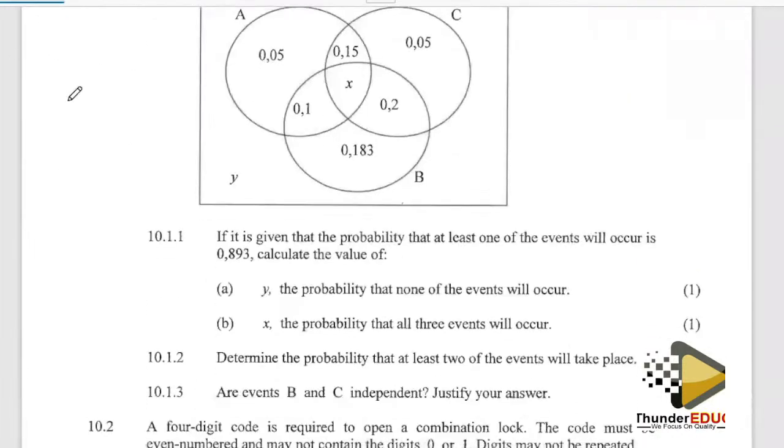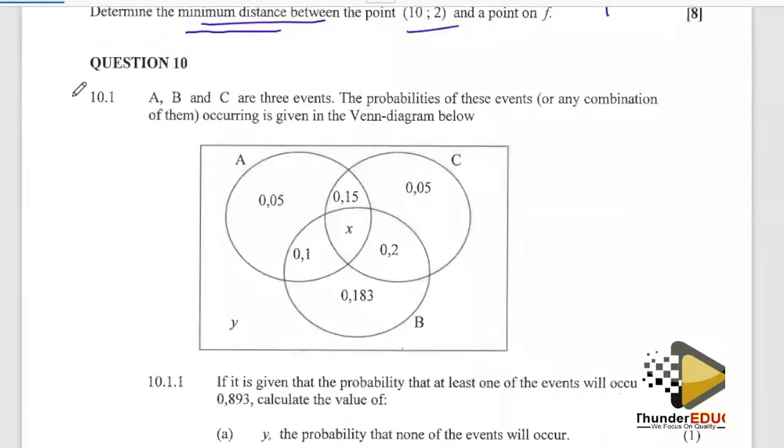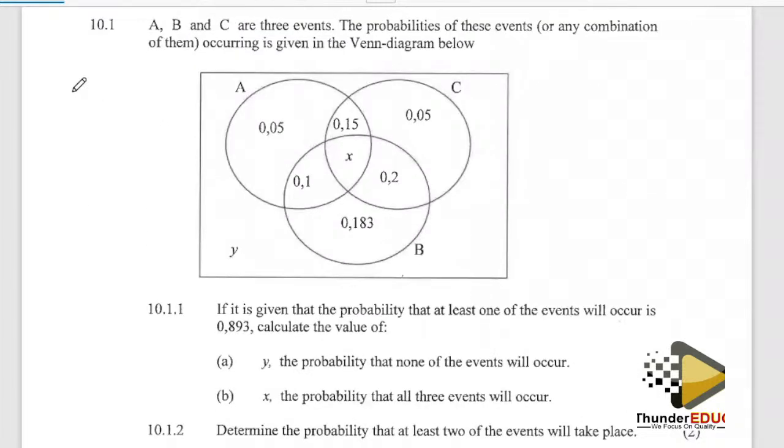Then question number 10. They're telling us A, B, and C are 3 events. Okay. The probabilities of these events, or any combination of them occurring, is given in the Venn diagram. Okay, so we're seeing X here, we're seeing the whole of Y that side. And now they're telling us that if it's given that the probability that at least one of the events will occur is 0.893.